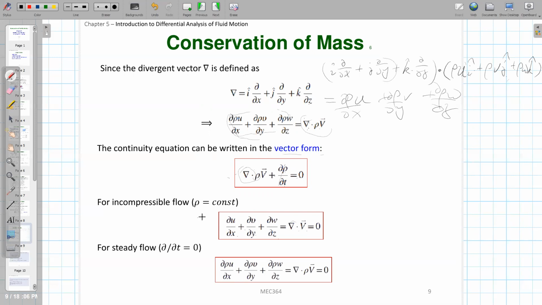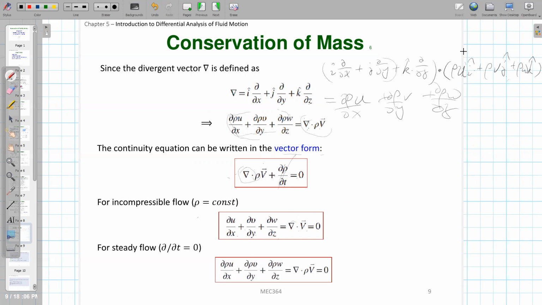And the second special case is steady state flow. Steady state flow means that this partial t term is gone, so this is equal to 0. The only thing left is the nabla dot rho v equal to 0. So you have partial rho u partial x plus partial rho v partial y plus partial rho w partial z equal to 0. So this is the second special case.